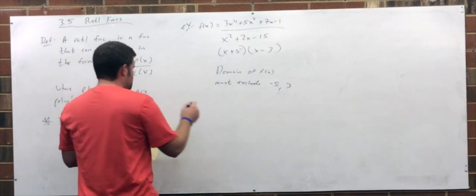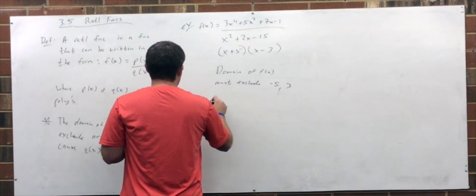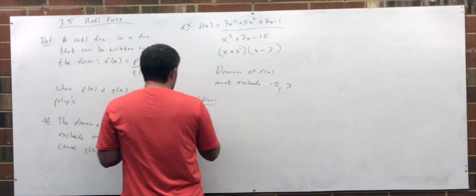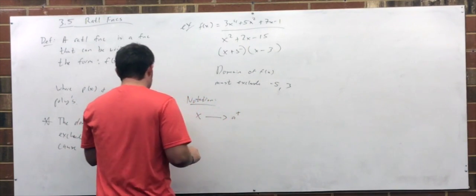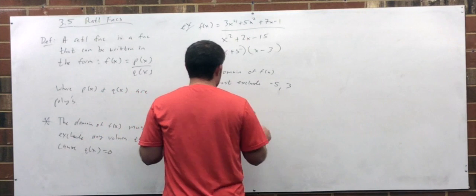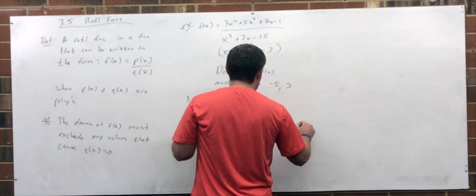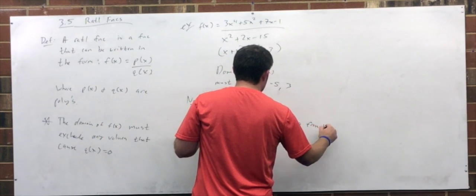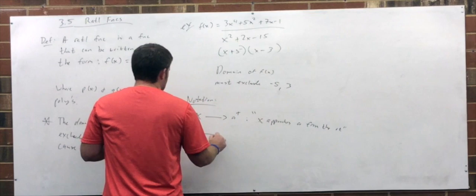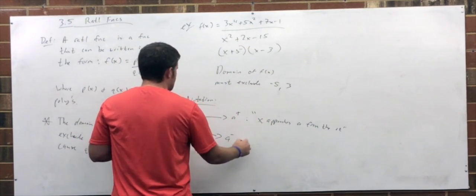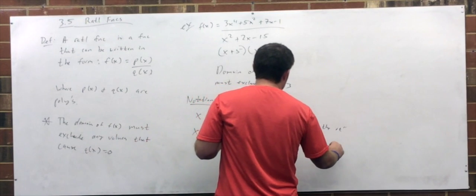Alright, so let's get some notation out of the way. We say x approaches a from the right with this notation. x approaches a from the right. If I write it this way, we're saying the same thing, except that x approaches a from the left.